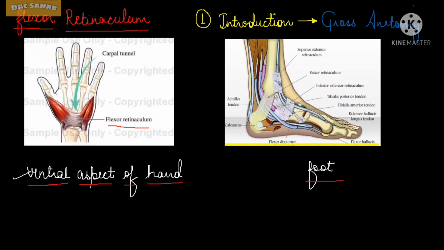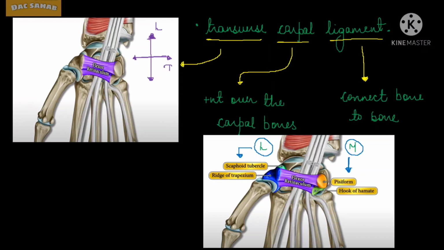So for flexor retinaculum, we are going to discuss three things. First is the introduction. In introduction, we are going to talk about the gross anatomy of flexor retinaculum. Second part is the attachments of flexor retinaculum. And the third part is the relations of flexor retinaculum. Moving forward to next slide.